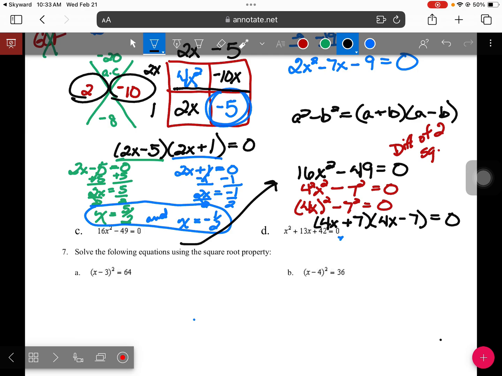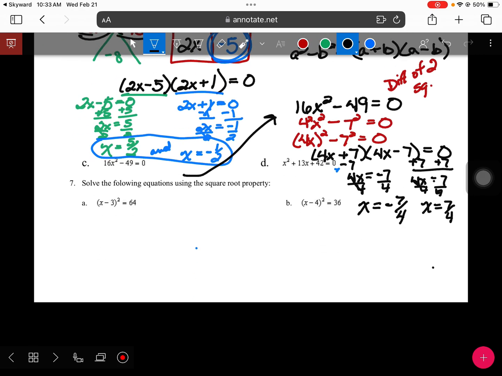Okay? So subtract 7, you would say 4x equals negative 7, divide by 4, x is equal to negative 7/4. That would be the first one. Add 7, add 7. 4x equals 7, divide by 4, divide by 4. X is equal to 7/4.